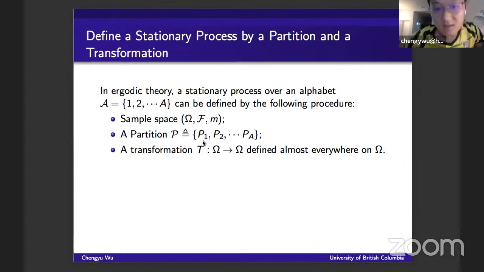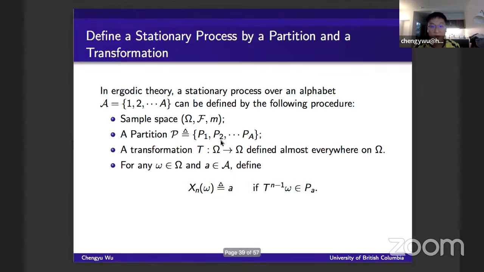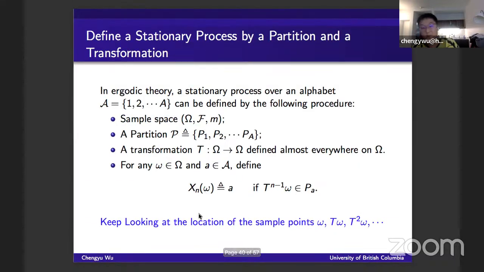Now, to understand this method, let me first introduce how to get a stationary process in ergodic theory. Basically, in ergodic theory, a process is given by a sample space, a partition and a transformation. Whenever you have a partition of the sample space and a transformation, you can define your process by X_n evaluated at some sample point equals a, whenever the (n minus 1)-th iterate of the transformation applied to the sample point is in the partition element P of a. So basically, we define the process by looking at the location of the sample point.